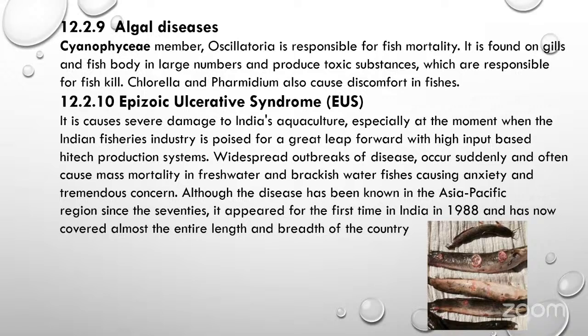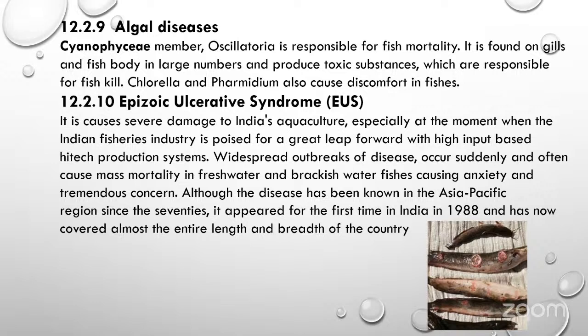Next, epizootic ulcerative syndrome. So this is the disease name. In short, we call it EUS, that is epizootic ulcerative syndrome. It causes severe damage to India's aquaculture, especially at the moment when the Indian fisheries industry is poised for a great leap forward with high input based high-tech production systems. Widespread outbreaks of this disease occur suddenly and often cause mass mortality in freshwater and brackish water fishes, causing anxiety and tremendous concern.